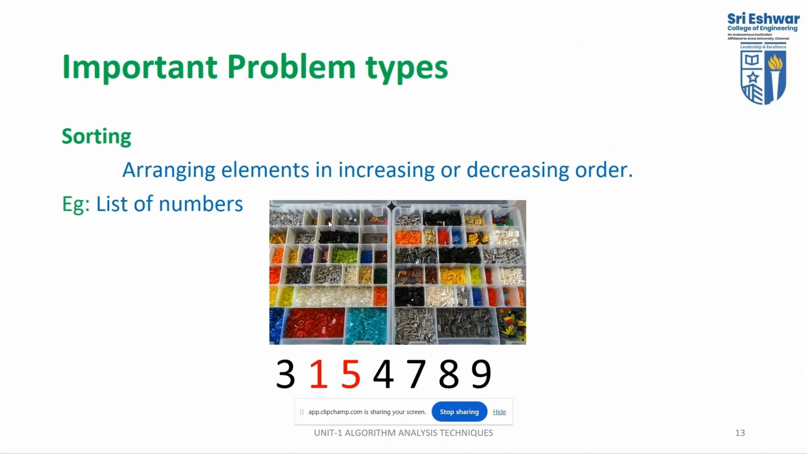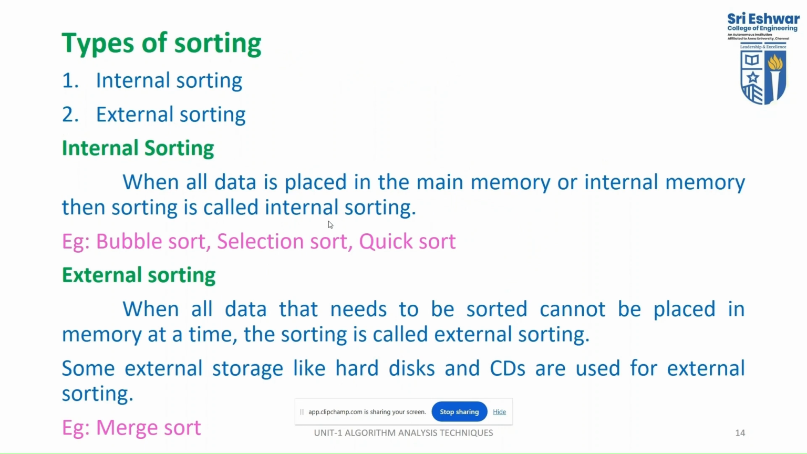So first problem is sorting. Sorting is nothing but arranging the elements either in increasing order or decreasing order. An example for this will be a list of numbers will be provided, and those list of numbers have to be arranged either in increasing order or in decreasing order.